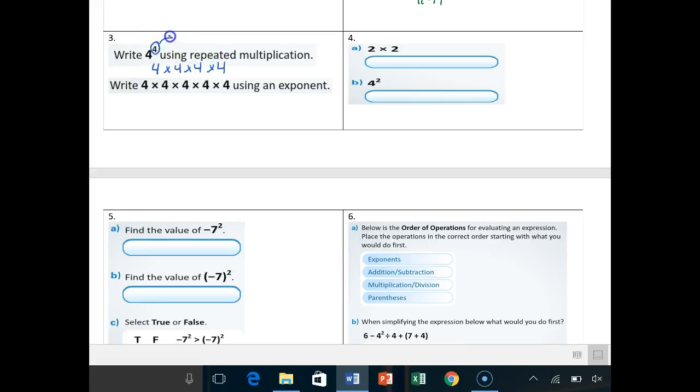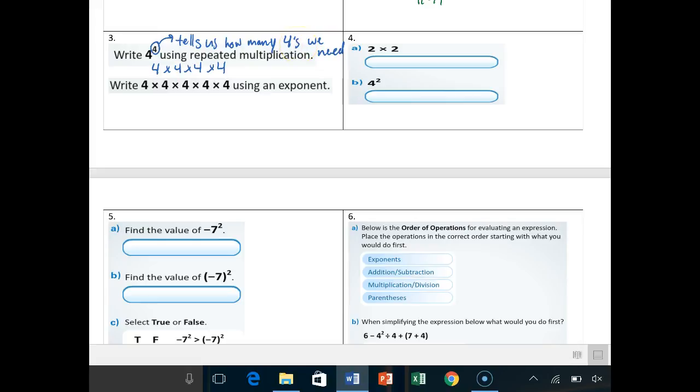This exponent tells us how many 4s we need. All right, and you don't need to solve this. It's just an expression, right? An expression, you don't need to solve it. Unless it says evaluate the expression, you do not need to solve it. You just leave it as numbers and operations.